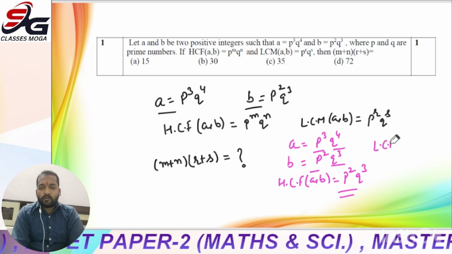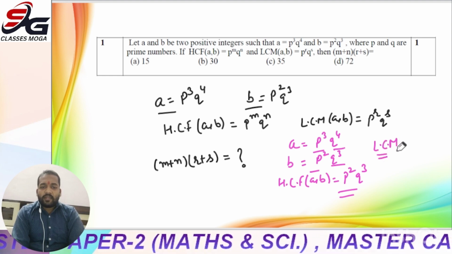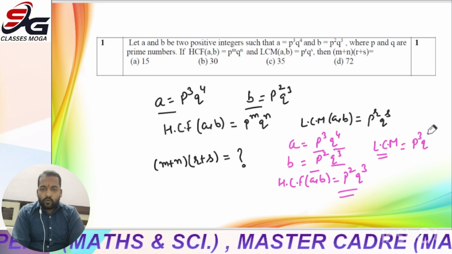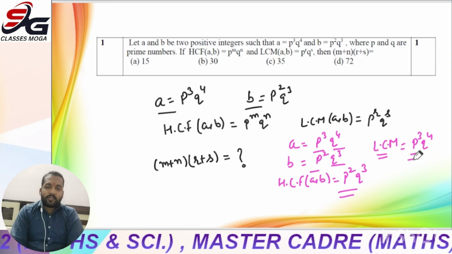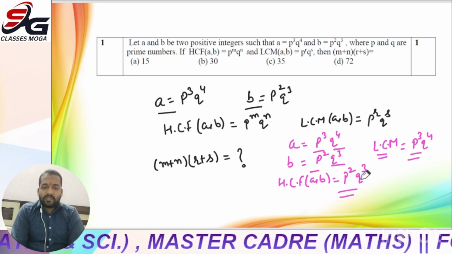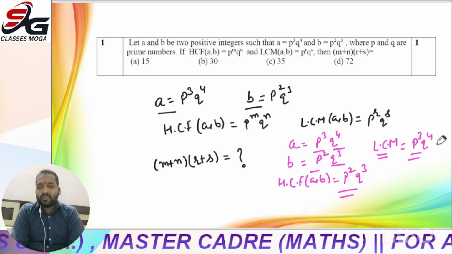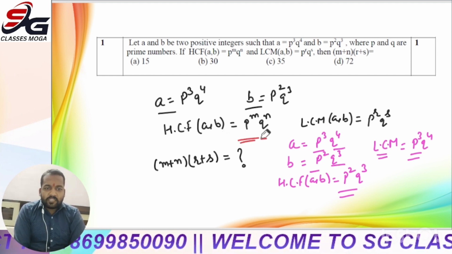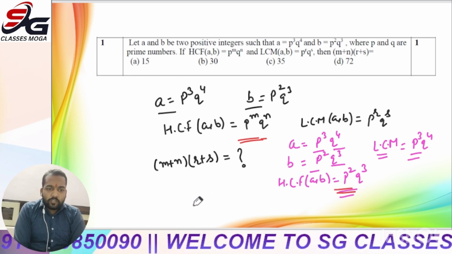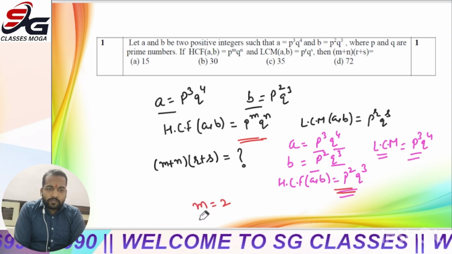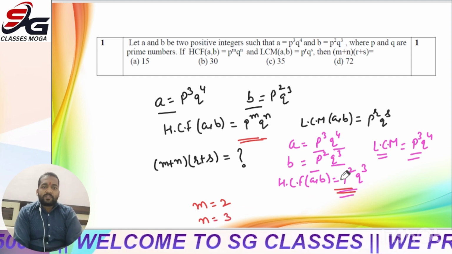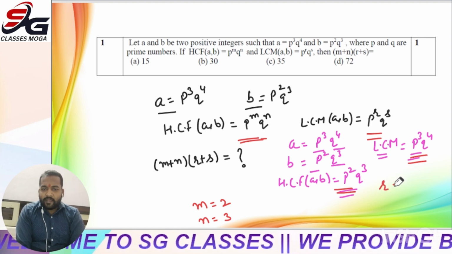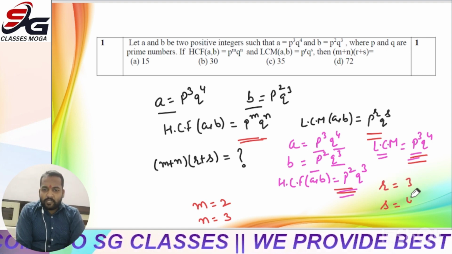Similarly, if we want to take LCM, then LCM of A and B is P cube into Q4. We always take the larger power in LCM. So HCF is P square Q3 and LCM is P3 Q4. Now if we compare this term and this term, your M comes out to be 2 and N comes out to be 3. Similarly, if you compare this term and this term, your R value is 3 and S value is 4.